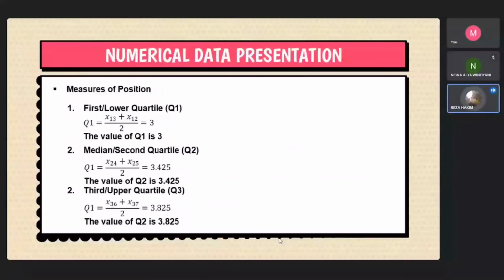And the next is we do measures of position, and we determine the first quartile value is 3, for the median or second quartile we got 3.425, and the third quartile we got the value is 3.825.